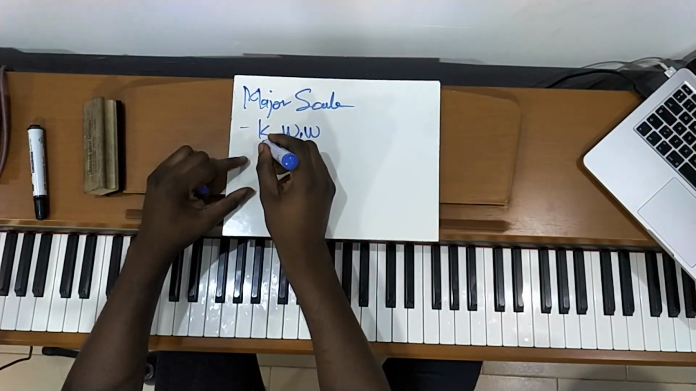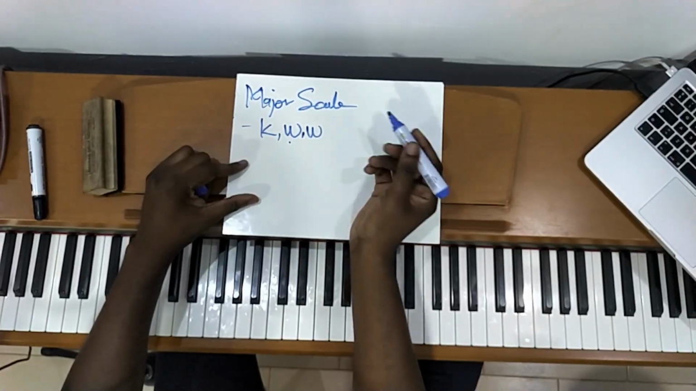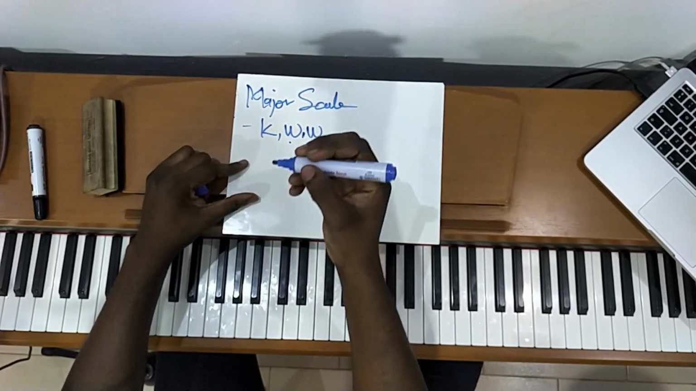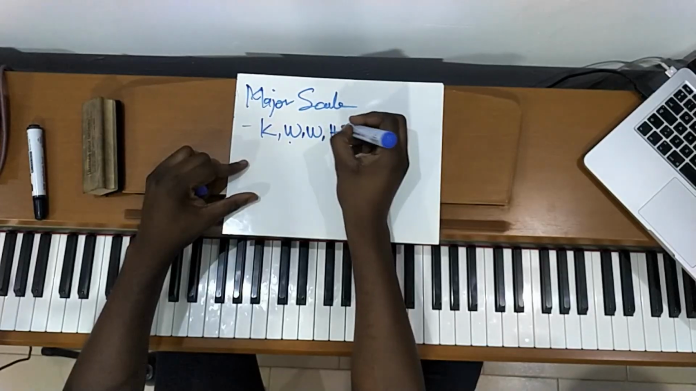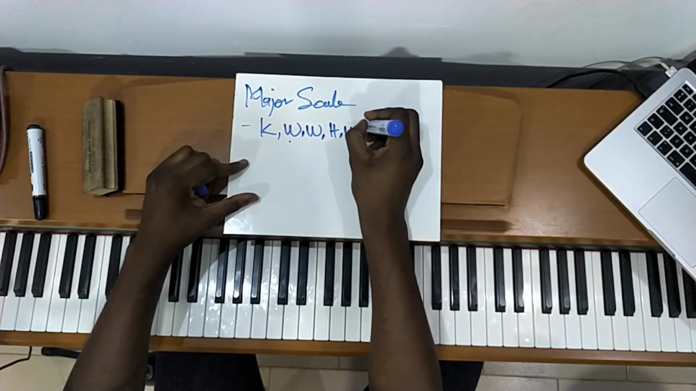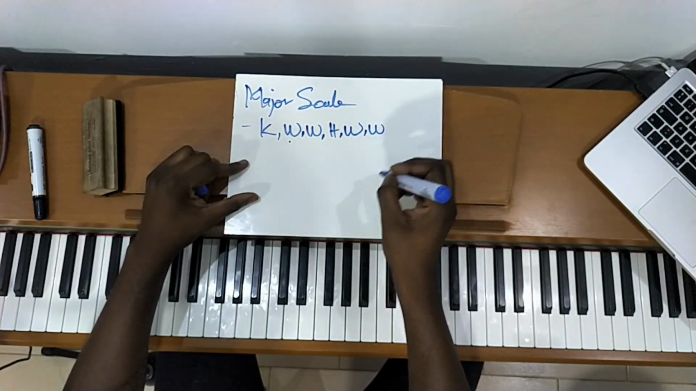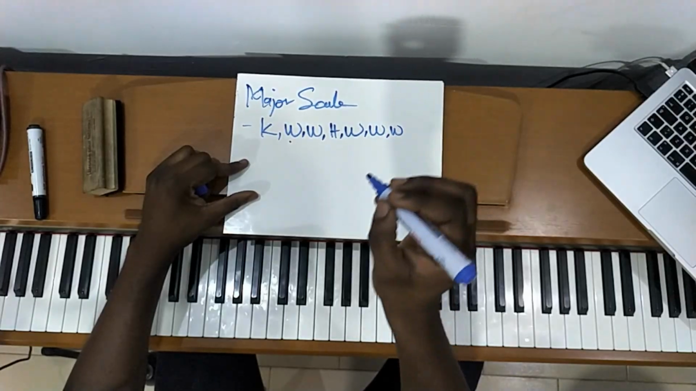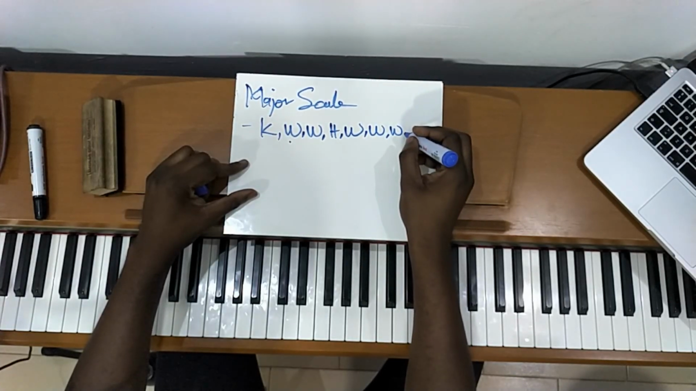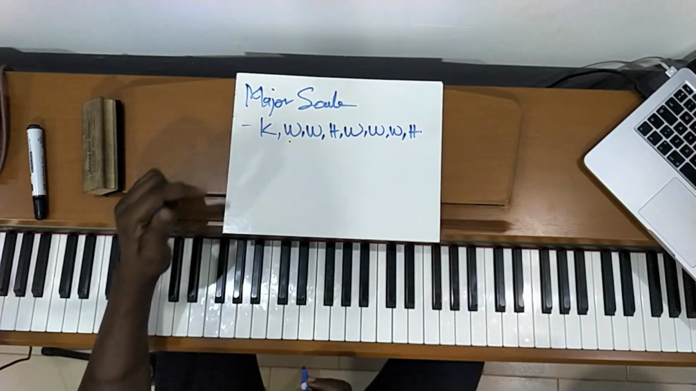Then you move another whole step. So you stand on the key. You go a whole step, a whole step. Then you move what? A half step. Then you move another whole step, another whole step, then another whole step. You are done. But let's add a half step. Okay?